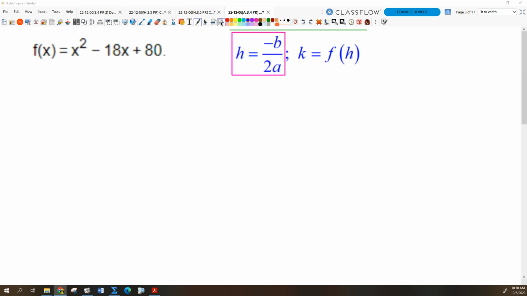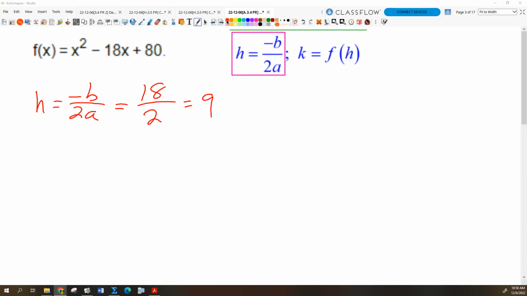Okay, so H is equal to negative B over 2A. Abby already told us that b is negative 18, right? So what's negative b then? Positive 18. Good. Negative b just means the opposite of b, doesn't it? So we get positive 18. A is 1, so 2 times a is 2. 18 over 2 is 9. So we know h is 9.